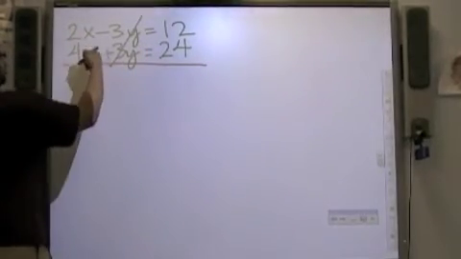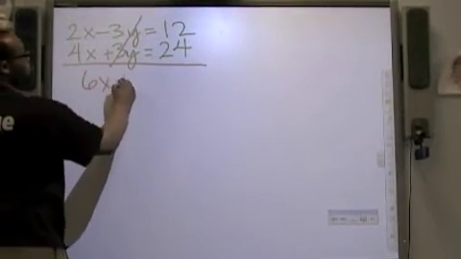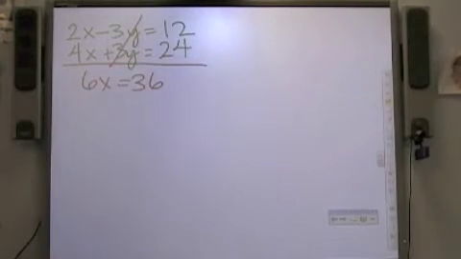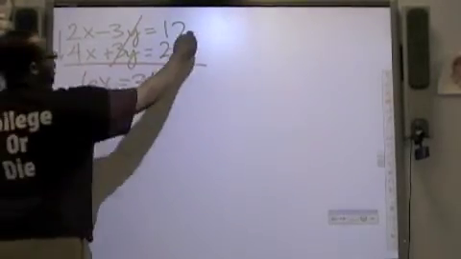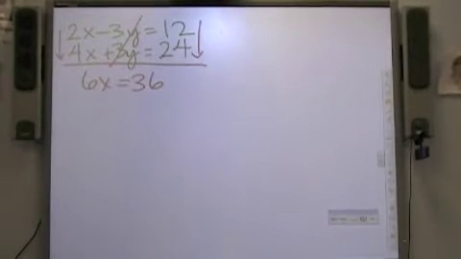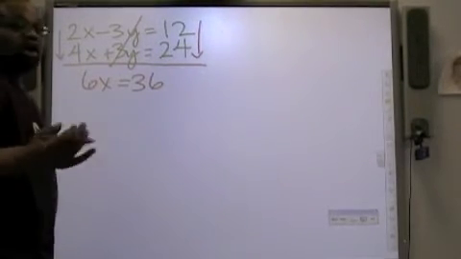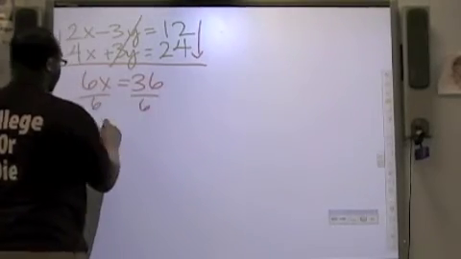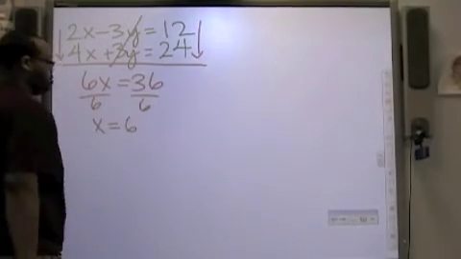Boom. And so now we have 6x equals 36, because we're just adding down here. And so now what we need to do then is solve for x. And so I'm going to divide by 6 on both sides and have x equals 6.